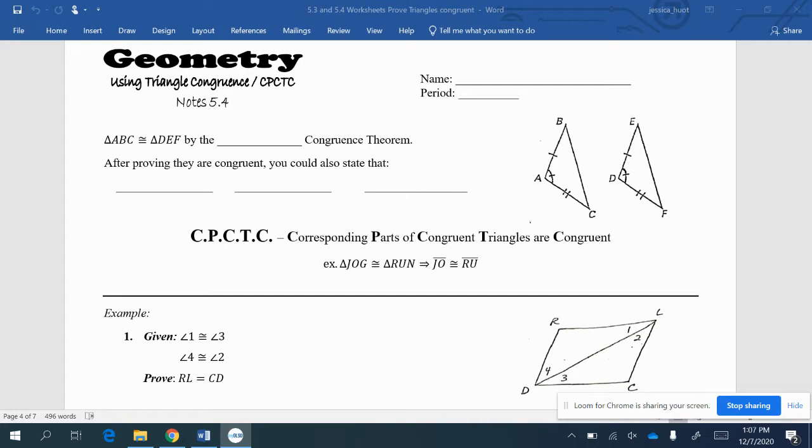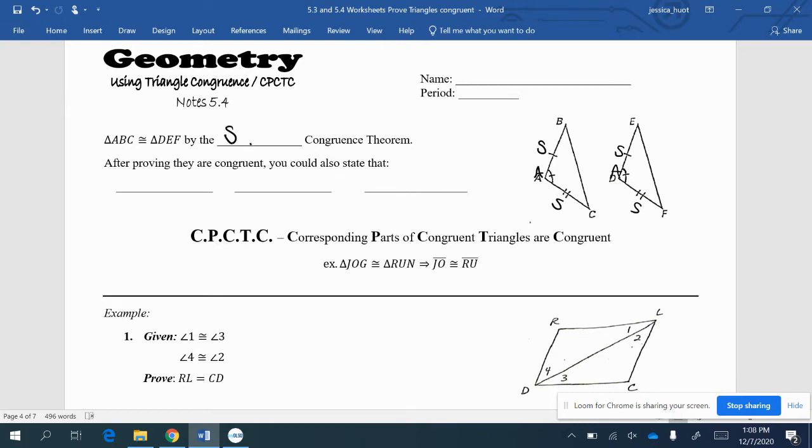5.4, using triangle congruence and CPCTC. So first thing here, triangle ABC is congruent to triangle DEF by the blank congruence theorem. So let's look. Here I have a side congruent to that side, this side's congruent to that side, and then an angle here and an angle here. There I can see it is side, angle, side, side, angle, side.